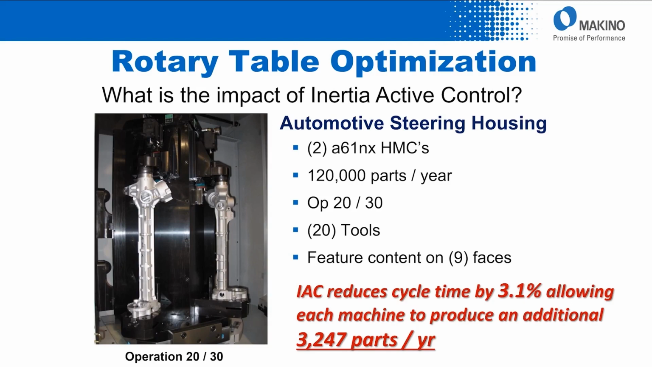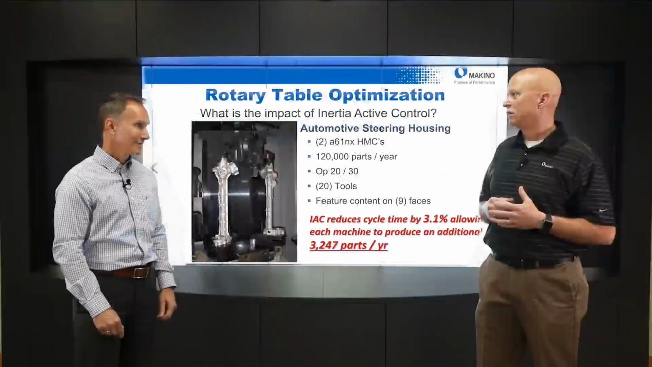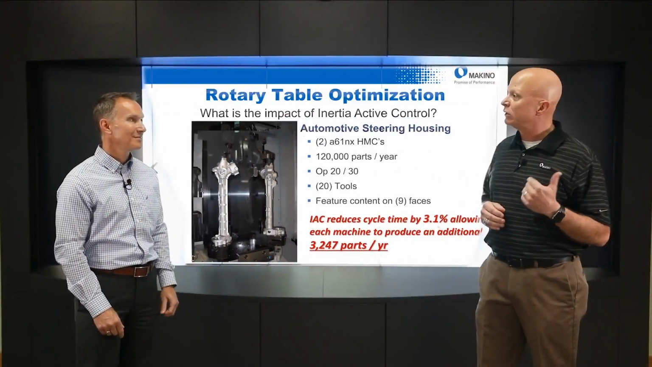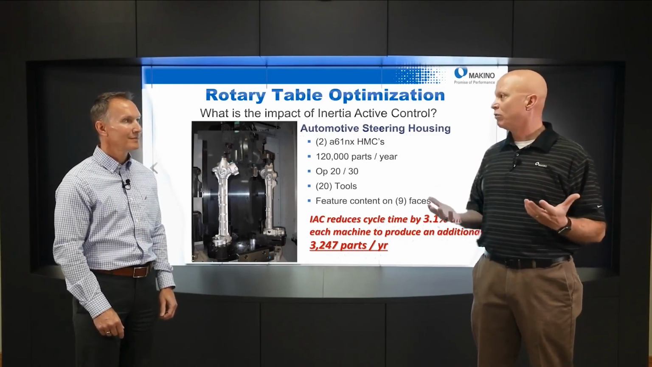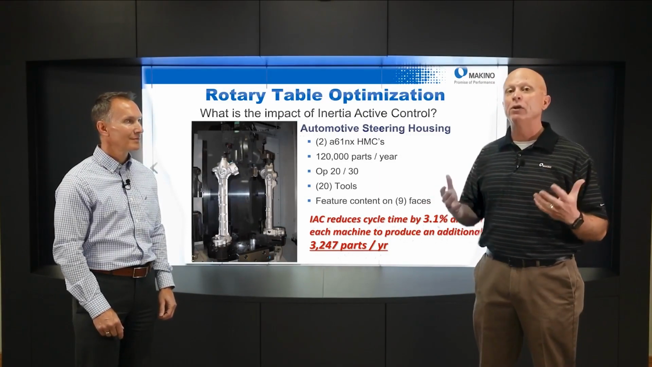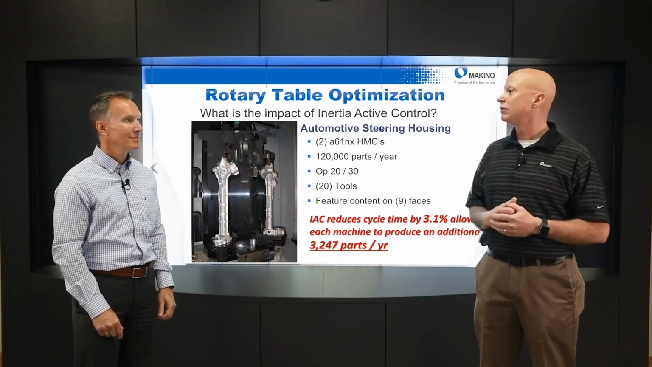And what did that equate to? Well, it equated to 3,200 more parts per year. Now you're talking about increased revenue, reduced cost per piece. This is a prime example of that, using our Makino feature, Inertia Active Control.